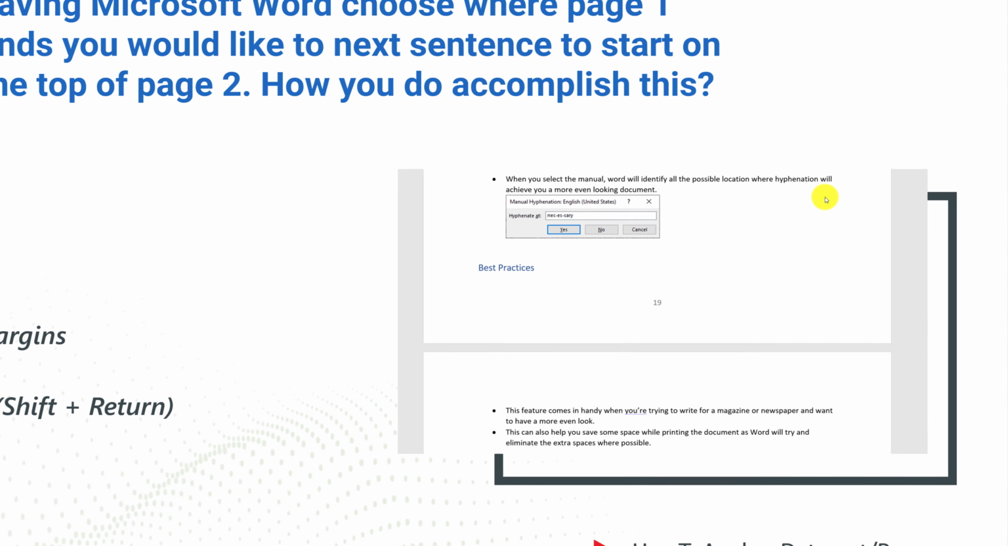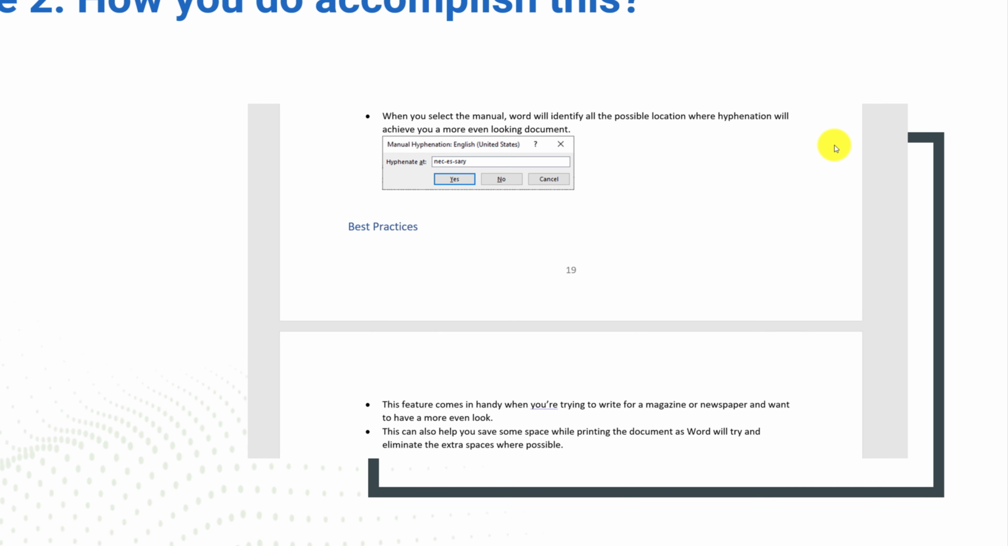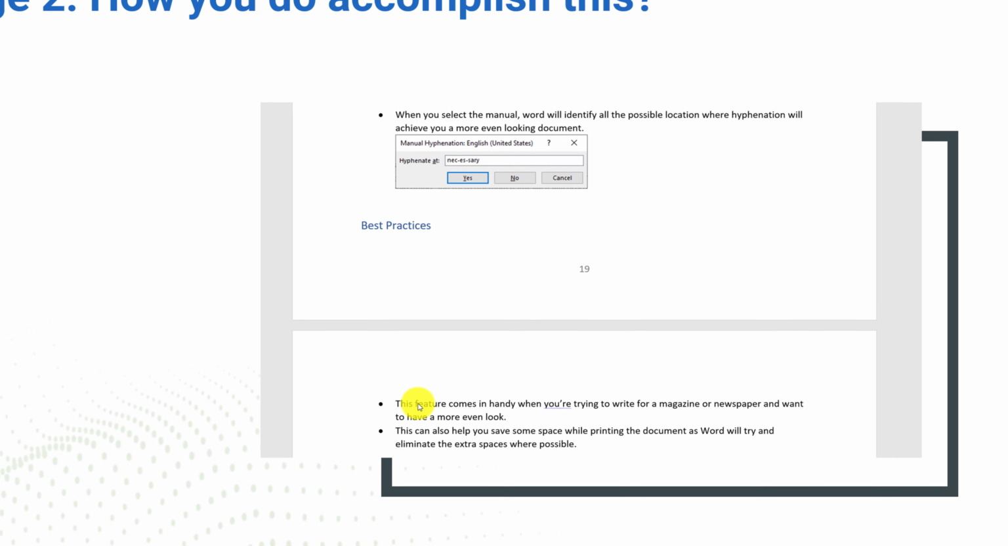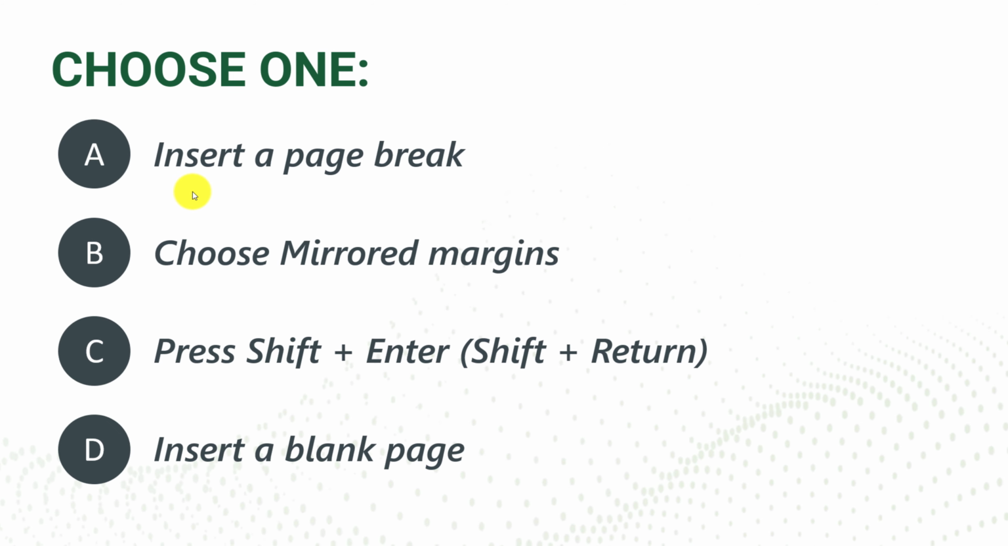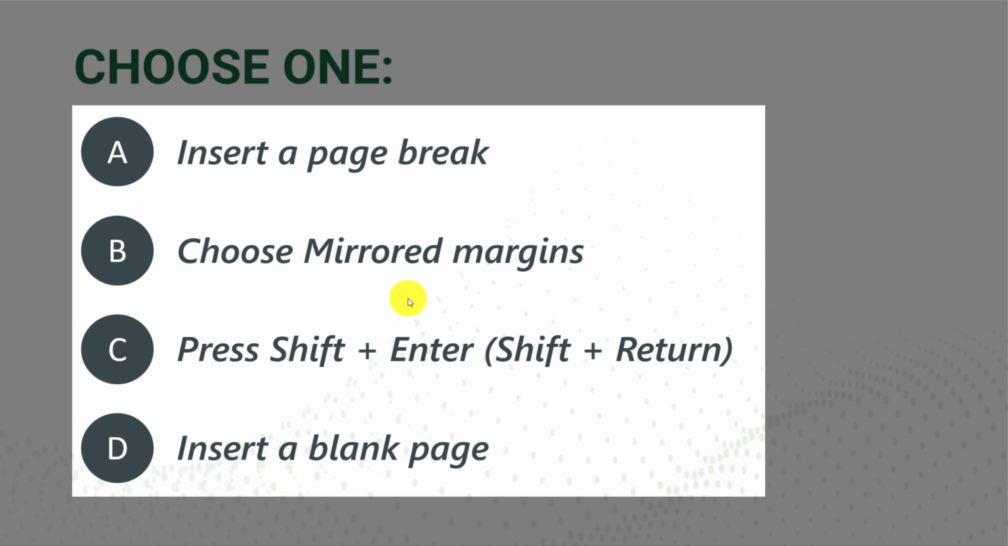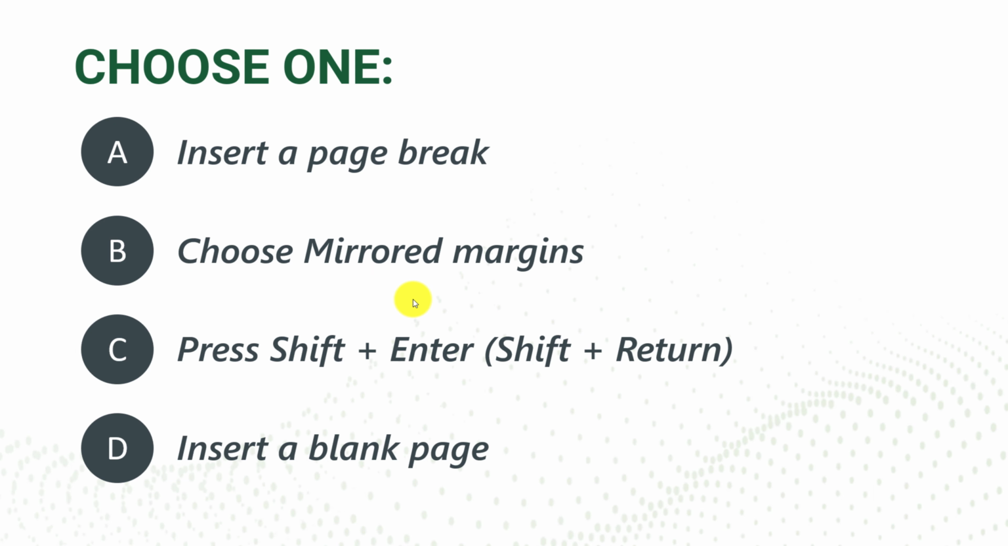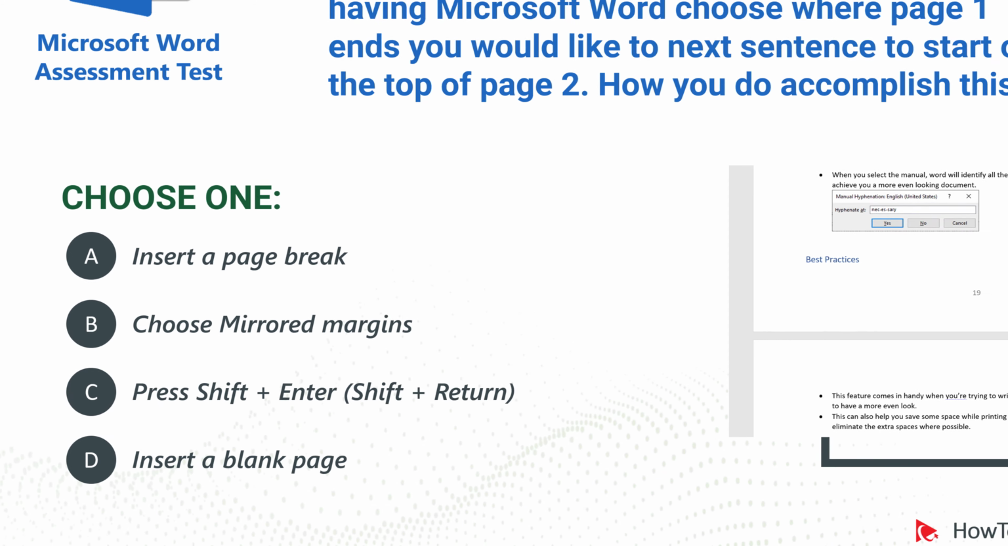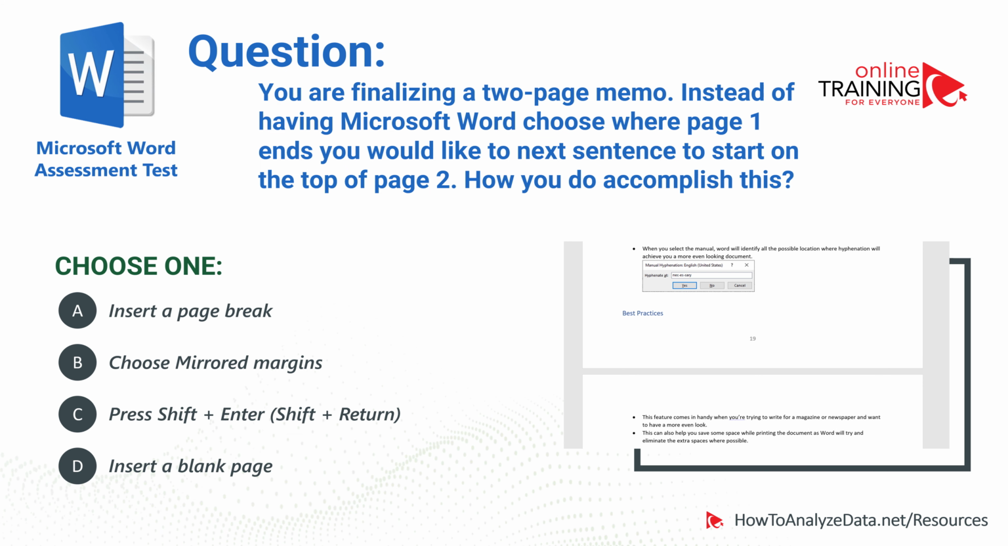You're presented with the screen print, which shows a segment of 2 pages in a Microsoft Word document. And for example, you can choose best practices to start on the next page. You have 4 choices here. Insert a page break, choose mirrored margins, press Shift Enter (Shift Return), or insert a blank page. Which one do you think is the right answer here? Let's see if we can answer this question correctly together.